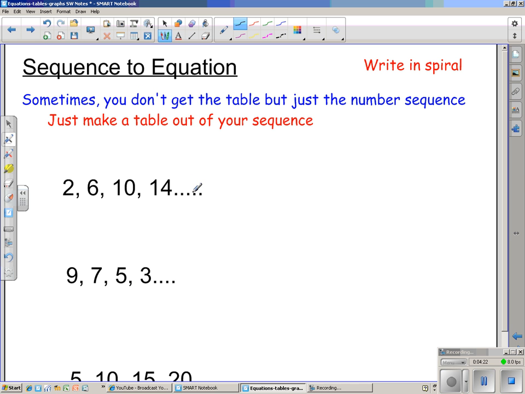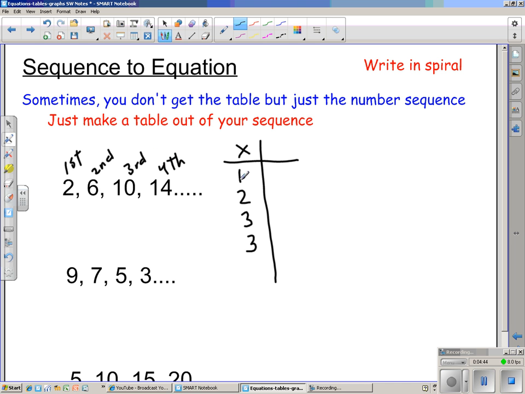Sometimes they don't actually give you an equation, they give you a sequence. You can turn that into a table. The x is your position. The 2 happens to be in the first spot, the second spot, the third spot, and the fourth. You can look at it, the 2 is in the first position. The 6 is in the second position. The 10 is in the third position. The 14 is in the fourth position. So you would do 1 is 2, 2 is 6, 3 is 10, and 4 is equal to 14.